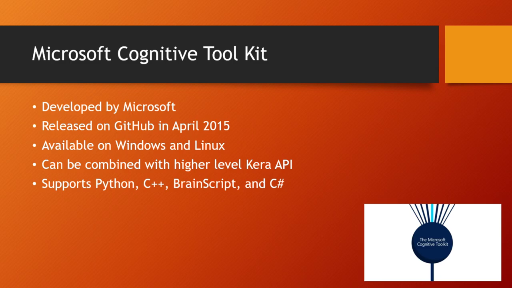The mainly used language seems to be Python, as there are 26 tutorials on the Microsoft website that use Python, 3 that use BrainScript, and 0 that use C++ or C#. BrainScript is a language specific to the Cognitive Toolkit that is used to describe a neural network in a code-like fashion using expressions, variables, functions, and other common coding concepts.